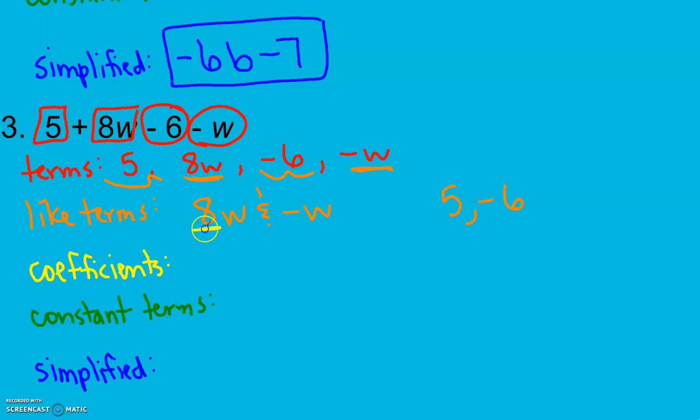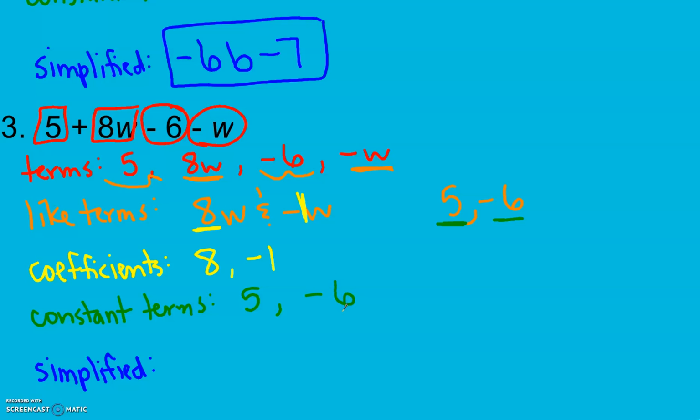Coefficients are just the numbers in front of my variables. Here's an 8. Here is a negative 1. My constant terms are any terms that don't have a variable. Here I have a 5 and a negative 6.